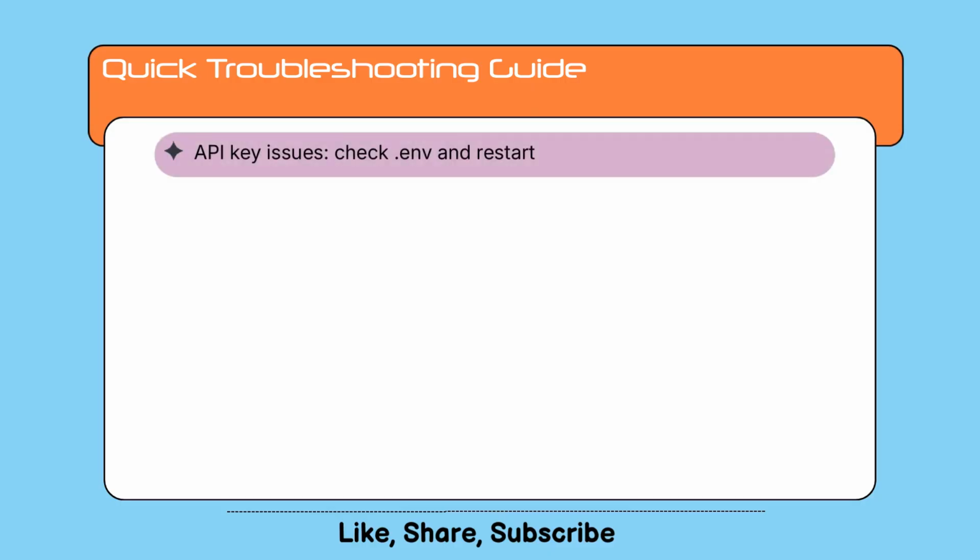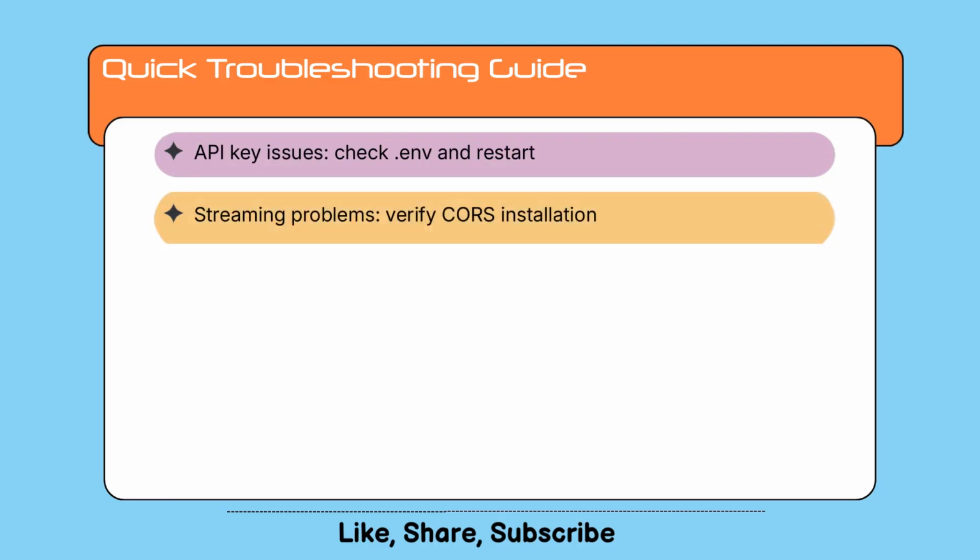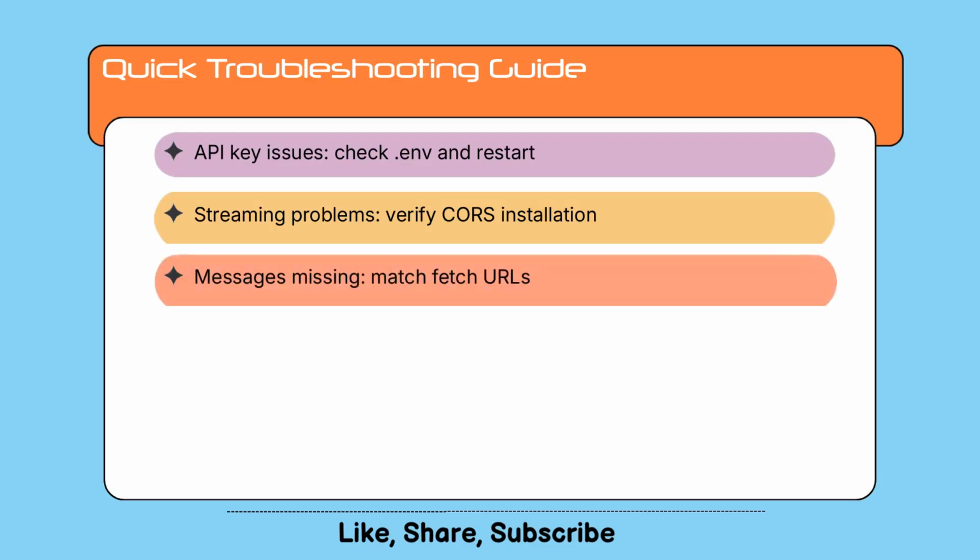Quick troubleshooting guide. API key not working? Make sure it's properly set in the .env file and you've restarted the server. Streaming not showing? Check your browser console for CORS errors. We already added Flask-CORS, but make sure it's installed.